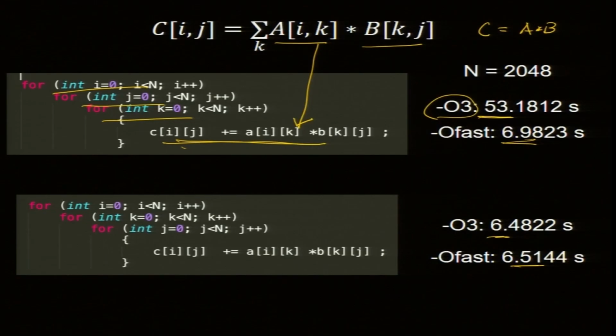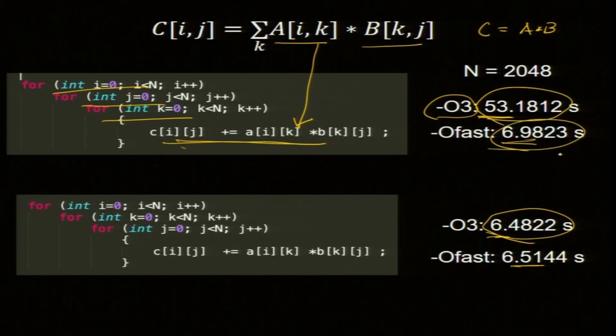So, I did this for 2048 squared matrix, and the timing with O3 option is 53 seconds, 53.1812 seconds. O fast is 6.98 seconds. I switch the order. So, I make it i k j, then time has come down in O3 option to 6.4 compared to 53. How much factor? 9 times, just by changing the order of the loop, and O fast remains roughly the same. So, O fast has already done something for the first loop.